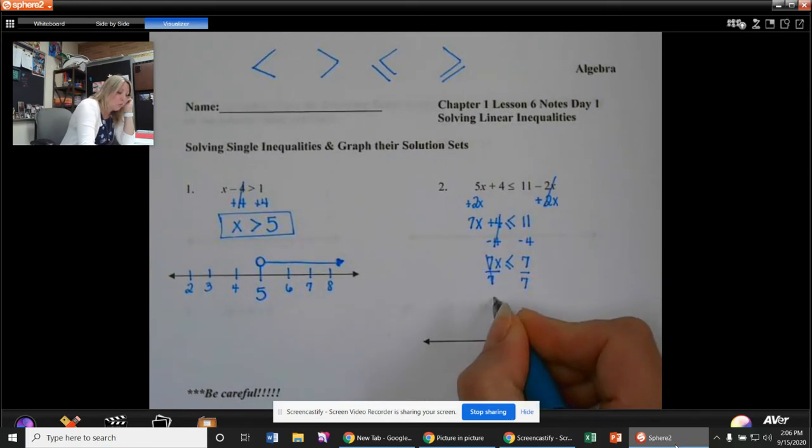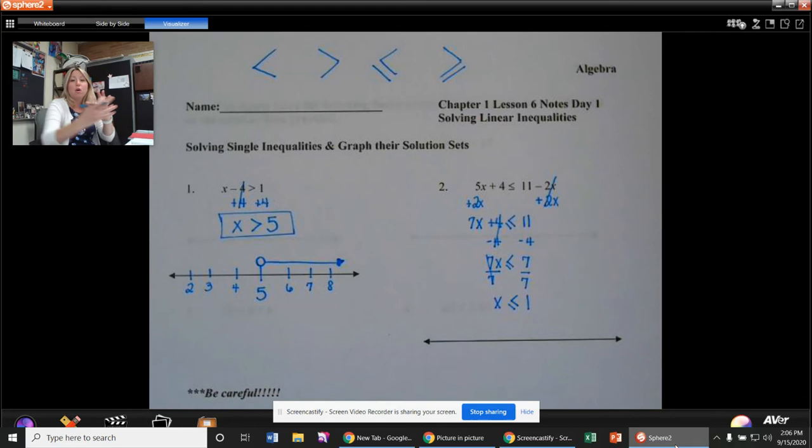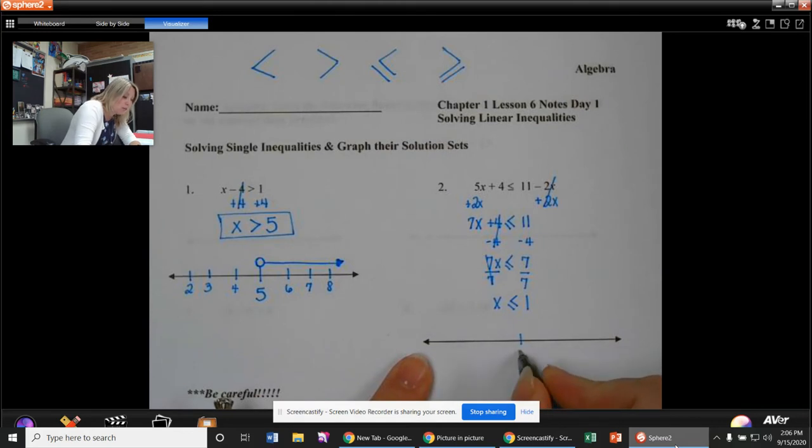And I get x is less than or equal to 7 divided by 7, which is 1. So my solution set is that all real numbers, 1 and lower, will make this inequality work. Okay? So any real number that is 1 or lower will make this statement true.